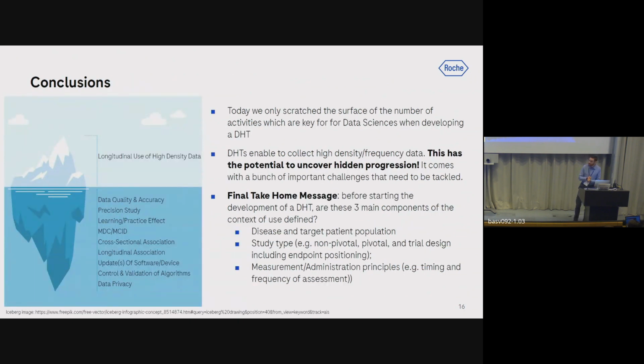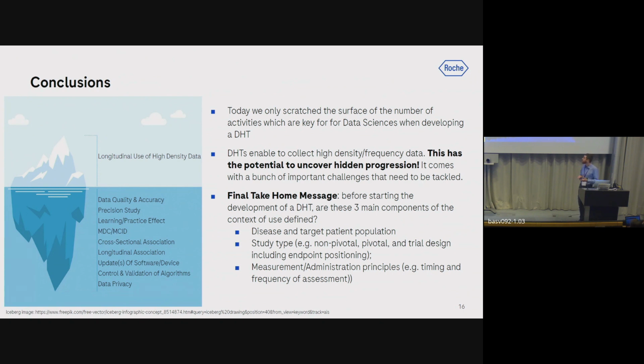So to summarize, I like this image of the iceberg. We really only touched the top of the iceberg today. There's a lot of other topics I could have talked about. It goes from data quality and accuracy, learning practice effect, data privacy concerns, and so on. But I hope that with the small grasp that you had today, I have convinced you that really there is potential to really uncover these hidden progressions that matter for the patients.